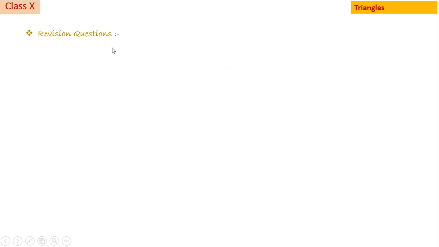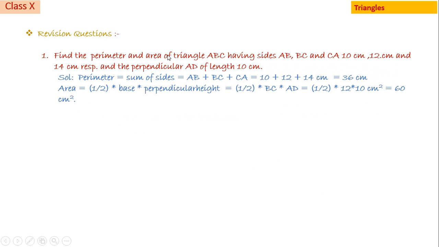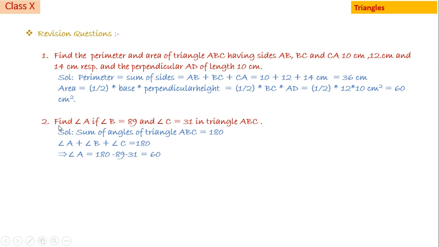Now let us take some revision questions. Find the perimeter and area of triangle ABC having sides AB, BC and CA 10 cm, 12 cm and 14 cm respectively, and the perpendicular of length 10 cm. So the perimeter is equal to the sum of sides, which is 36 cm. Area is equal to half into base into perpendicular height, which is half into BC into AD, which is equal to 60 cm square. Let's move to the second question.